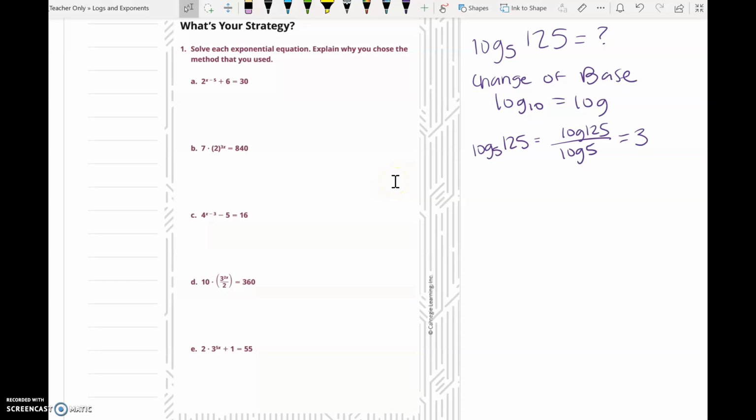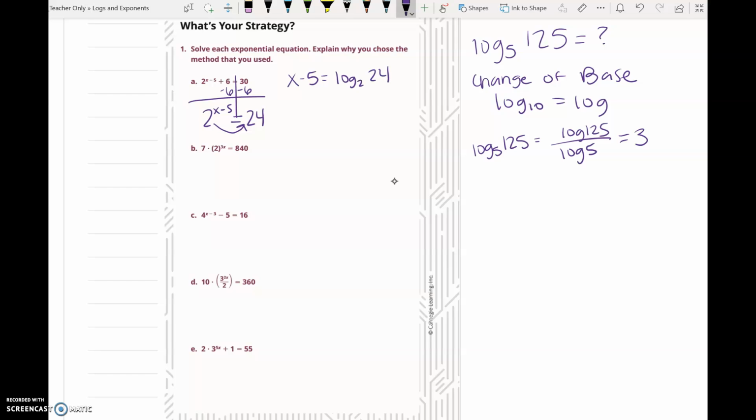So first and foremost, you want to get the exponent by itself, so anything outside needs to move. On this first one, we're going to subtract 6 because I don't want that. I want the exponent by itself. So I have 2 to the x minus 5 equals 24. I'm going to turn this into a log now that the exponent is by itself. So remember, I'm going to move it over.